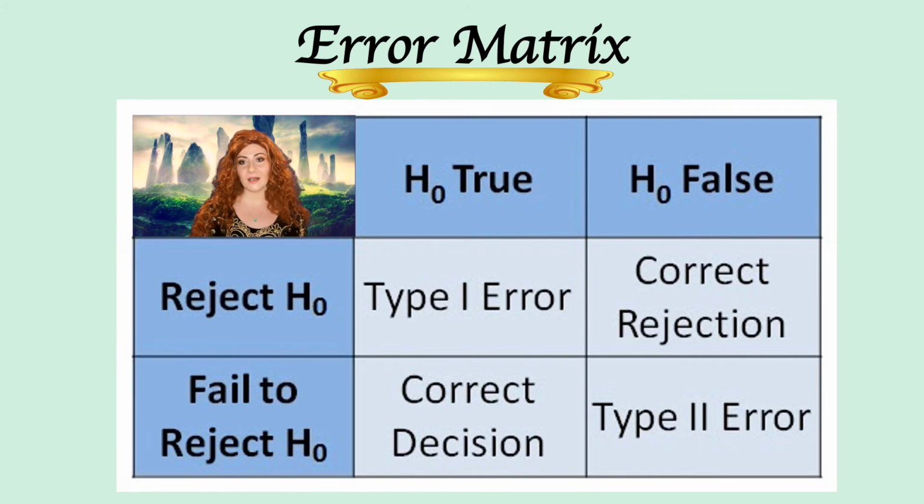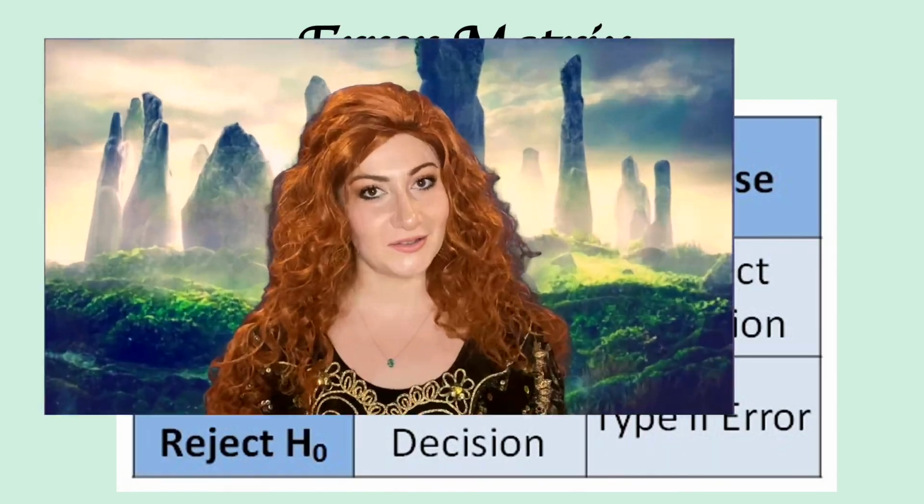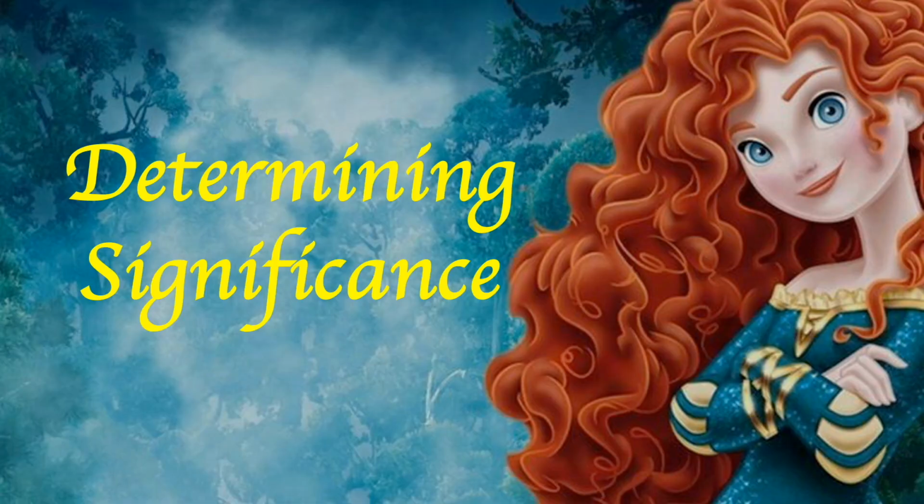So type 1 error is alpha and type 2 error is beta. Alpha, type 1 error, can only be made if I reject the null. Beta, type 2 error, can only be made if I fail to reject the null. And the last thing that I wanted to share with you is the determining significance section of this lecture.